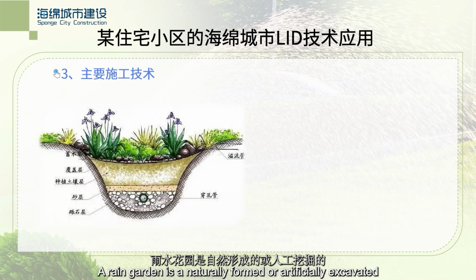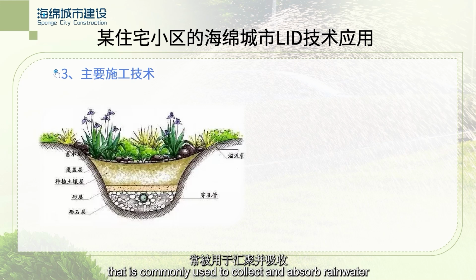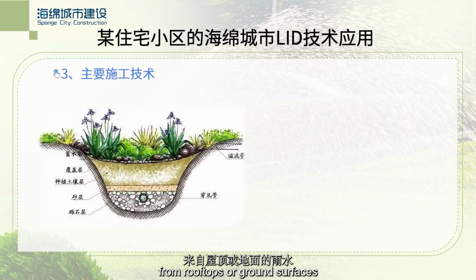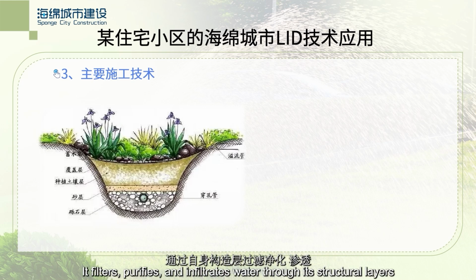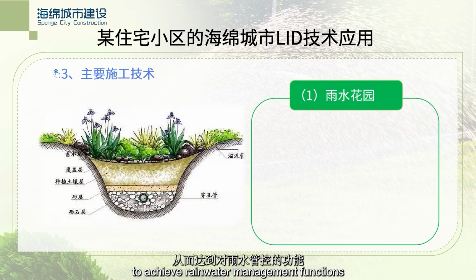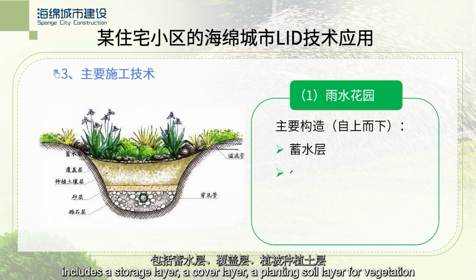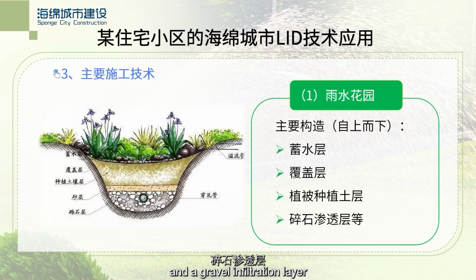A rain garden is a naturally formed or artificially excavated shallow depression in green space that is commonly used to collect and absorb rainwater from rooftops or ground surfaces. It filters, purifies, and infiltrates water through its structural layers to achieve rainwater management functions. The main structure of the rain garden in this project, from top to bottom, includes a storage layer, a cover layer, a planting soil layer for vegetation, and a gravel infiltration layer.